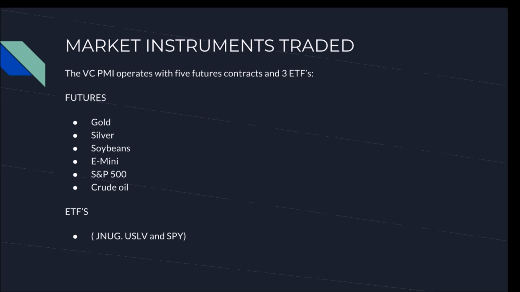The market instruments that we trade basically are gold, silver, soybeans, E-mini S&P, and crude oil, and we trade three ETFs, JNUG, USLV, and SPY, on the automated system.